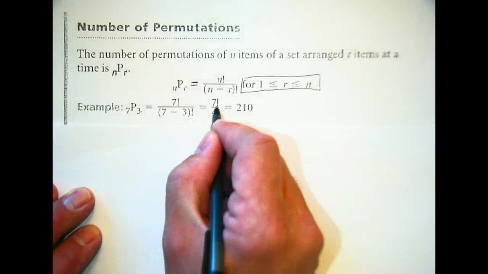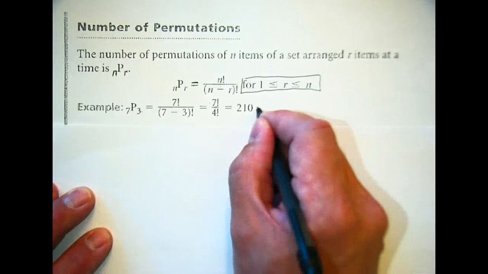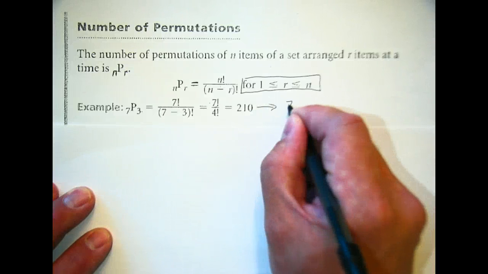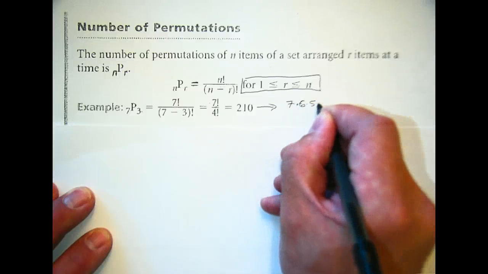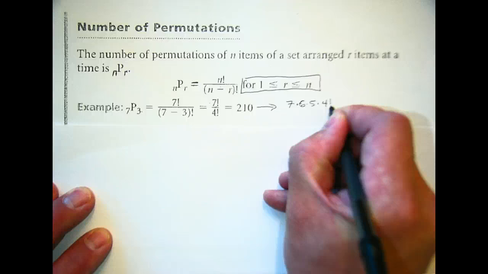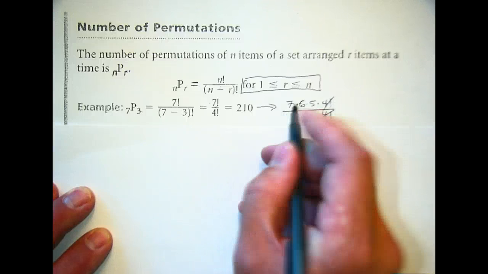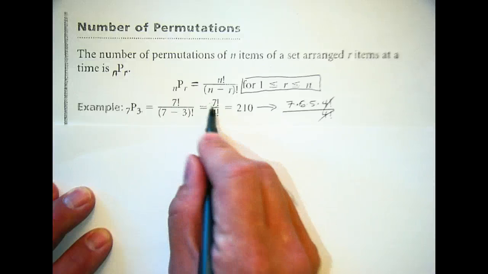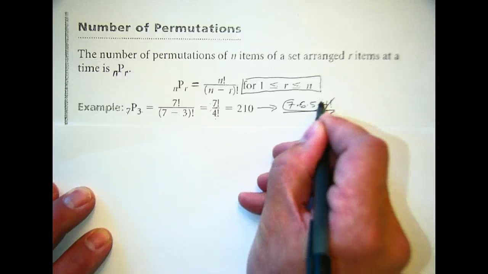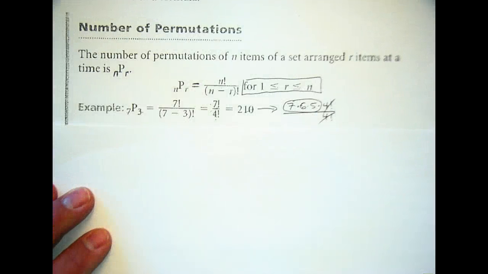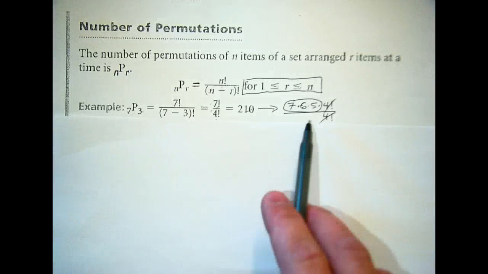Because hopefully you recognize 7 factorial over 4 factorial, for those of you still paying attention, is 7 times 6 times 5 times 4 factorial all over 4 factorial. These two pieces cancel. So really, 7 factorial over 4 factorial, or 7P3, is 7 times 6 times 5, which is 210. Okay? Once again, this is a compact way of showing that.